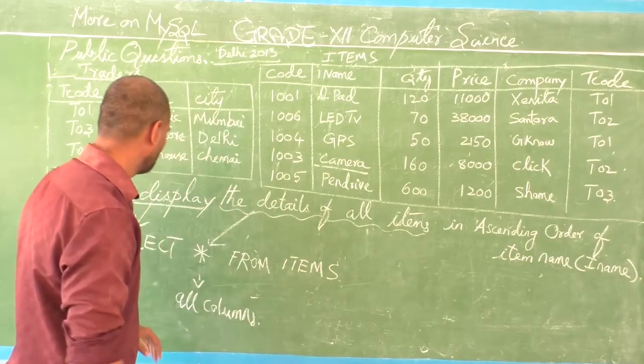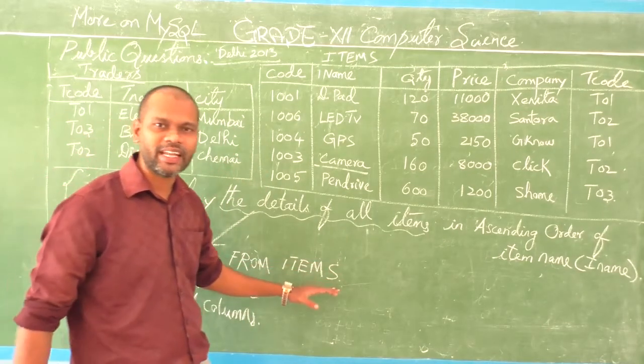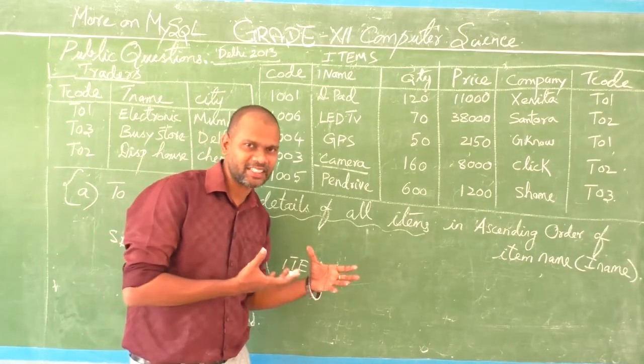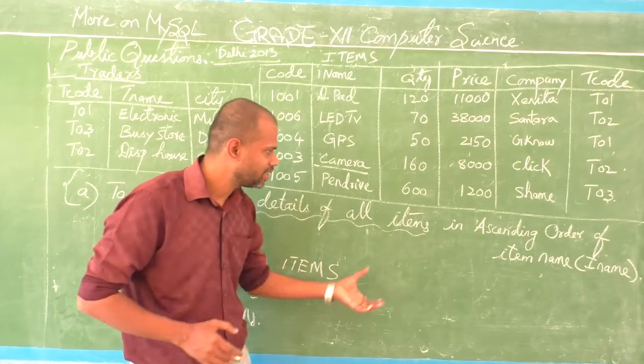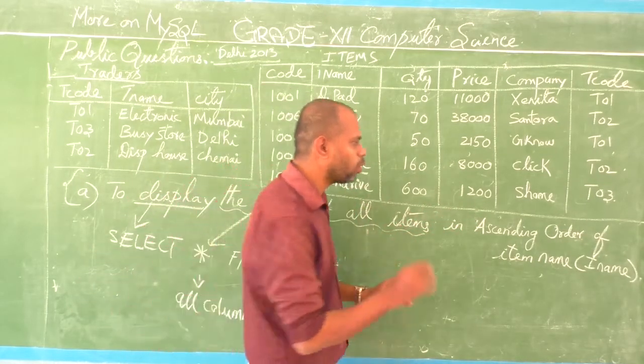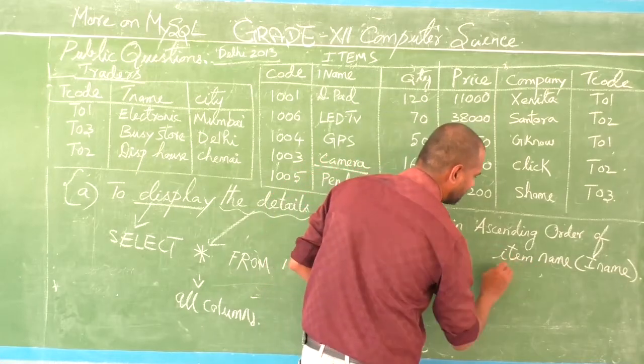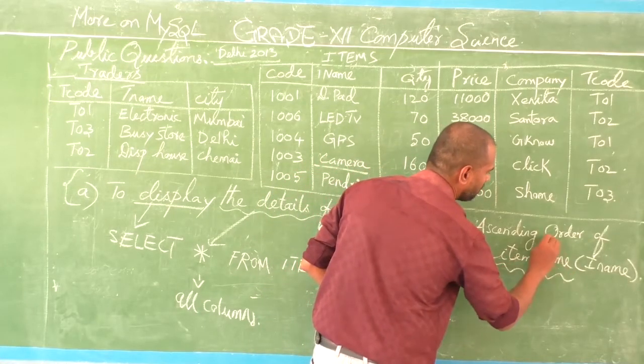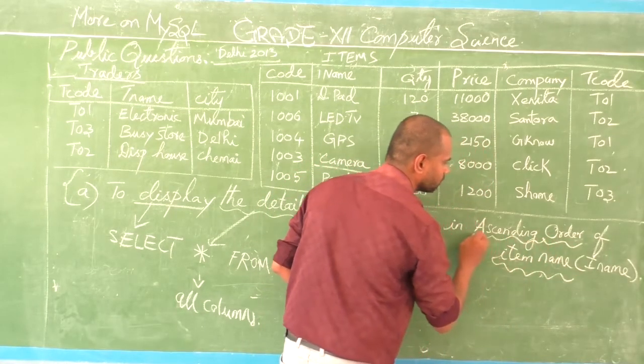Okay, done. Then finish. After the table name, is there any condition they have given? Yes. Here they have given one condition. So here what condition means? This item name should come in ascending order.